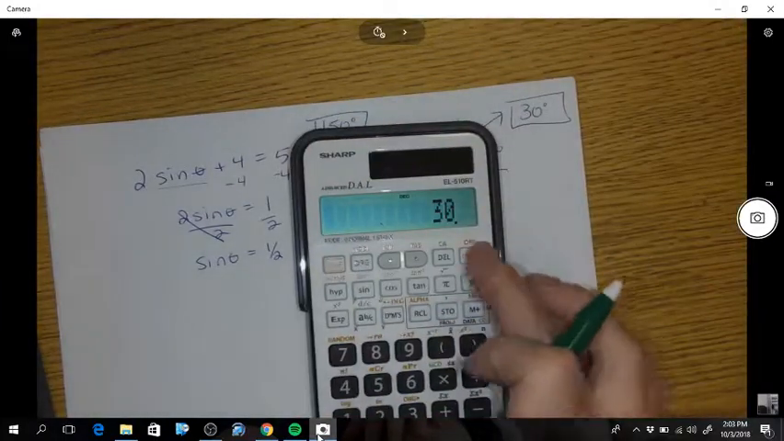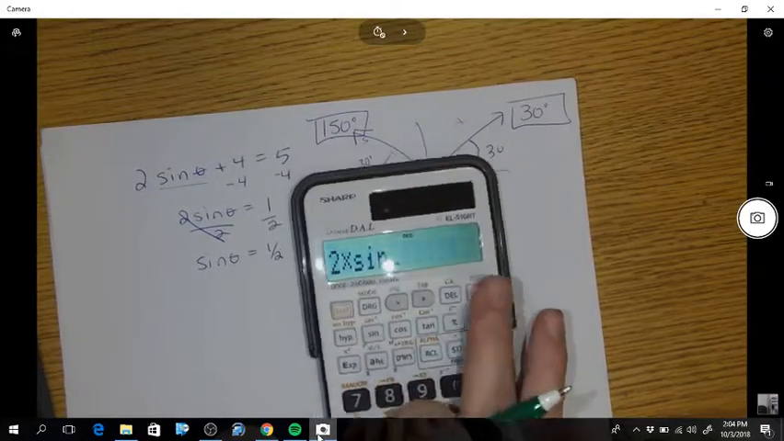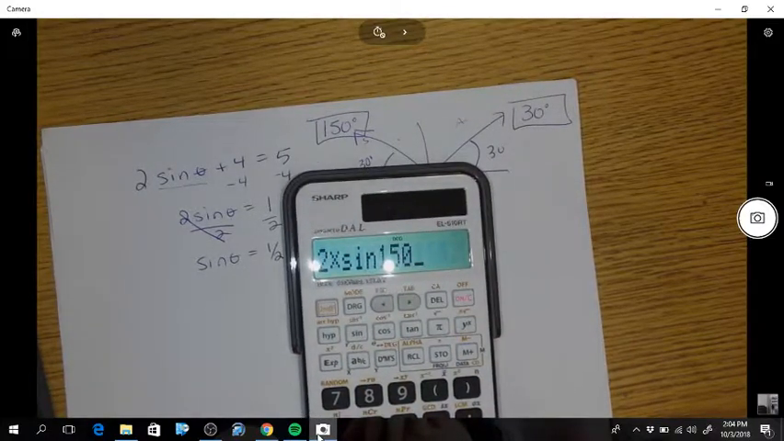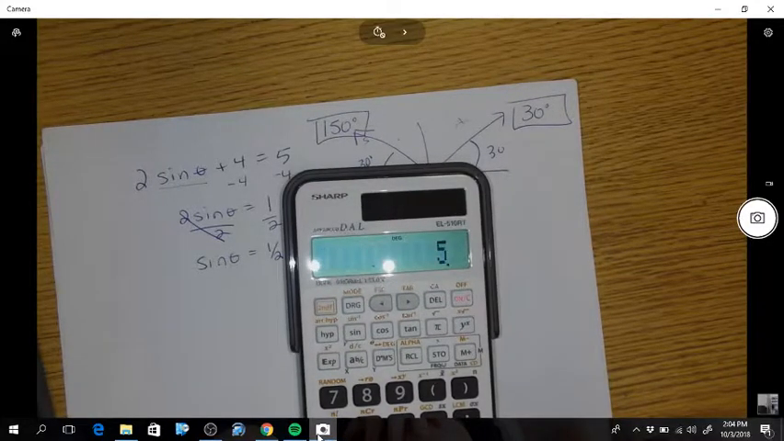Okay, and you can still check these. Ready? 2 times sine of, and I'm just going to use one of my answers here, 150, plus 4, and it should equal 5, and it does.